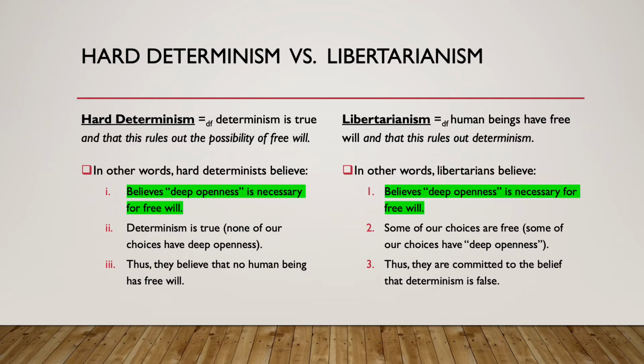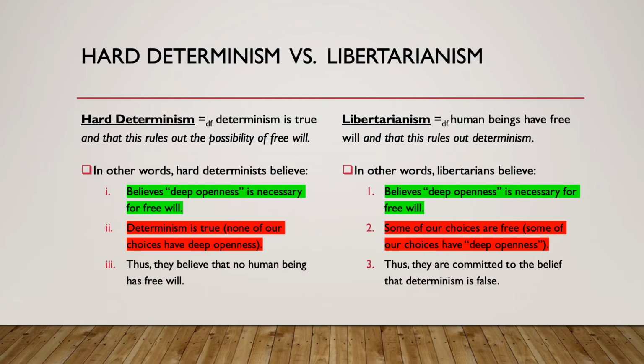Now notice, both views sort of agree on the definition of free will. They agree that free will requires deep openness. And so they both agree that either the ambitious definition of free will is correct or the supernatural definition, since those were the two that required deep openness. But where they disagree is about what kind of universe we live in. The hard determinist thinks, look, we live in a deterministic universe, and so they conclude we don't have free will. But the libertarian says, no, I think we do have free will, and so they conclude we don't live in a deterministic universe. That's where their difference comes up, but they agree about the definition of free will.